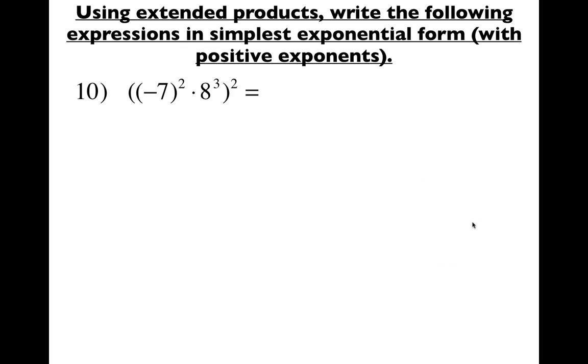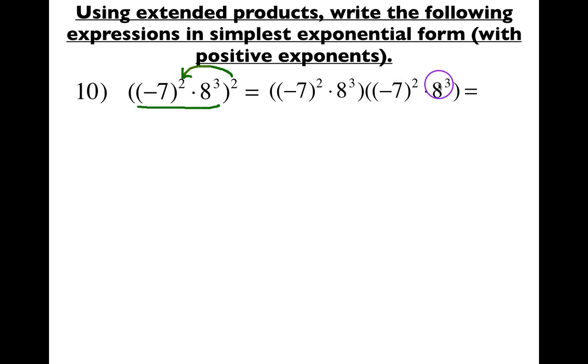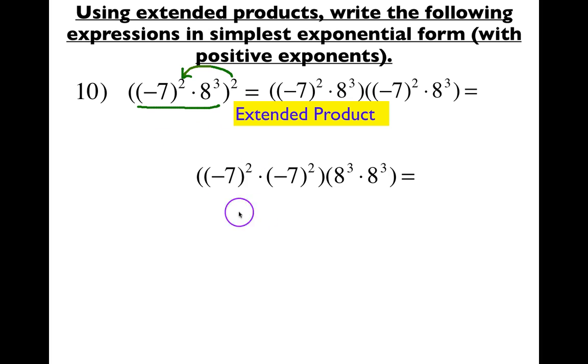Okay, so now I'm going to go ahead and go over number 10. This is very similar. We're going to go ahead and ask ourselves what's being squared. This whole expression is being squared, so I'm going to go ahead and copy this expression exactly 2 times. Now I'm going to rearrange everything so that I can group all the negative 7's together and the 8's together. And at this point, I'm just going to extend this out.